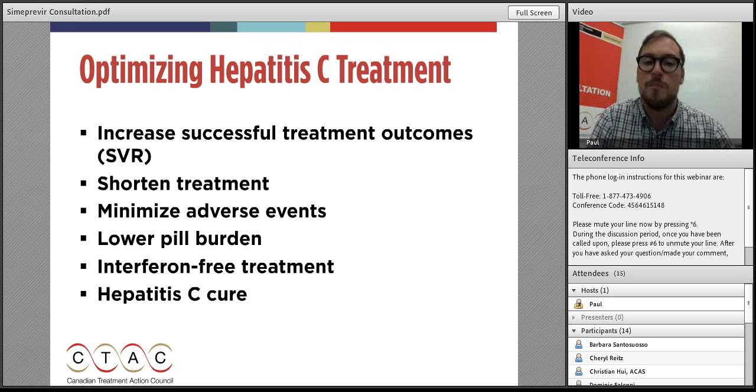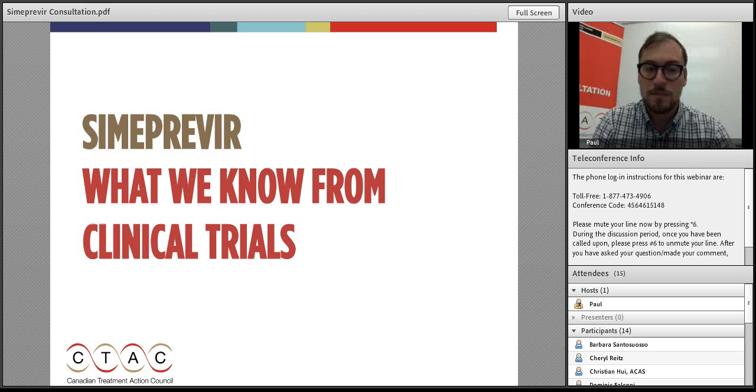We obviously need hepatitis C treatments that minimize adverse events. So we don't want to see new hepatitis C treatments that add on increased anemia or rash that can prove to be fatal, or at the very least making staying on treatment very, very challenging. We need to lower the pill burden associated with hepatitis C treatment. And then, what I was talking about and what Ron was referring to a little bit earlier, what we really need is an interferon-free treatment that will then lead to a hepatitis C cure. And so what I want to talk about in the next part of the presentation is the 4 things on this list that Simeprevir-based treatments have the potential to realize.